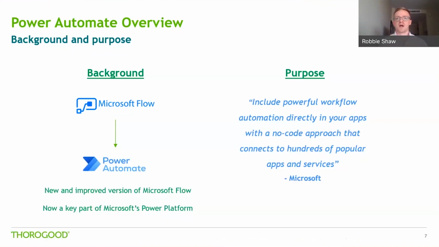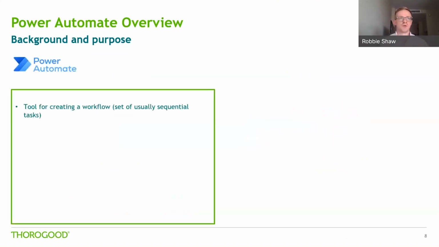And then how does Microsoft describe it on their website? They say Power Automate allows you to include powerful workflow automation directly in your apps with a no-code approach that's going to connect to hundreds of popular apps and services. I think it's a really good description in one sentence of the value of Power Automate. And that's clearly why they built it. They think that people will use it. So I think it's a good description of where its purpose really lies. But to break that down into more detailed steps, basically Power Automate is a tool for creating a workflow that's going to be a set of tasks that are typically going to be run sequentially.